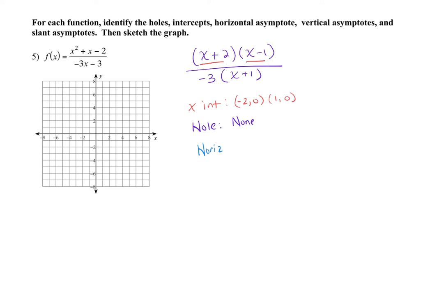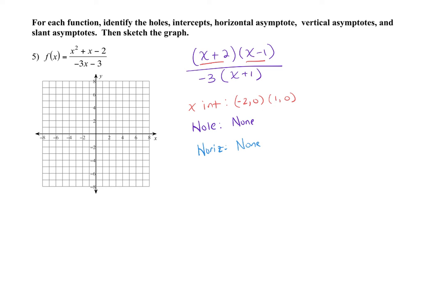Now this is where I can look at my degrees. For this one, I have a degree bigger on top than on bottom, which means this is an improper one, which means I am going to have a slant, not a horizontal. If my denominator had a larger degree, y equals 0 would be horizontal. Let's say it had been x squared over -3x squared. That would have been 1 over -3, horizontal. But I have an x squared over an x, which means I'm going to end up having a slant, not a horizontal. So you actually have no horizontal asymptotes here.